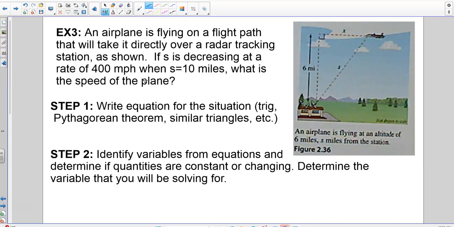We've got a right triangle. If you have a right triangle, you're pretty much going to use Pythagorean theorem or trig. If you're using trig, you need angles. Do we have any angles here? We do not. So Pythagorean theorem is what we're looking at.